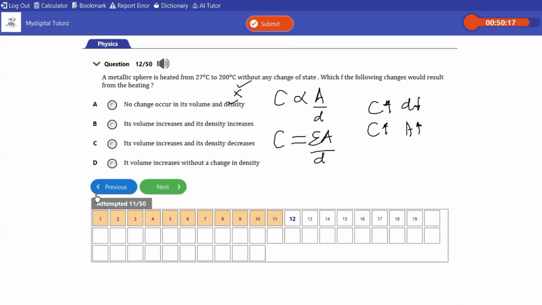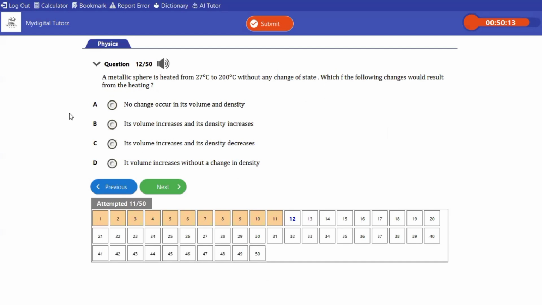So moving on, question 12 says, a metallic sphere is heated from 27 degrees Celsius to 200 degrees Celsius without any change of state. Which of the following changes will result from the heating? A, no change occurs in its volume and density. B, its volume increases and its density increases. C, its volume increases and its density decreases. D, its volume increases without a change in density.